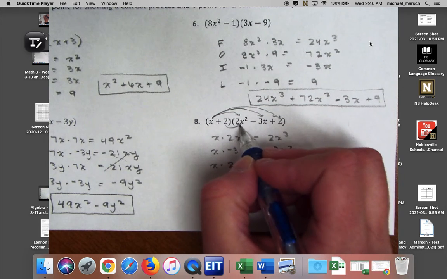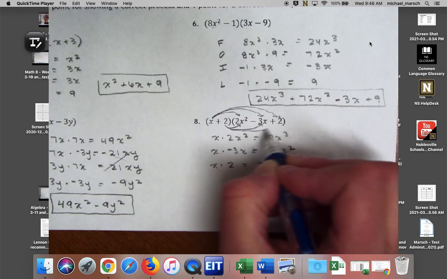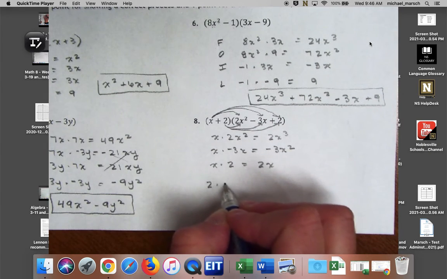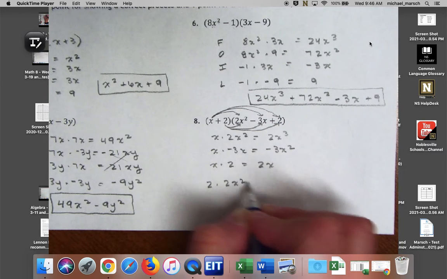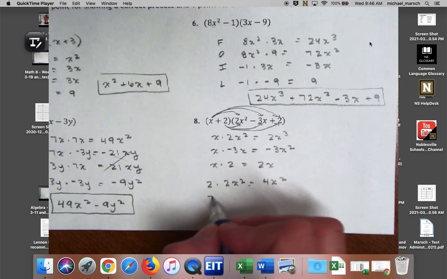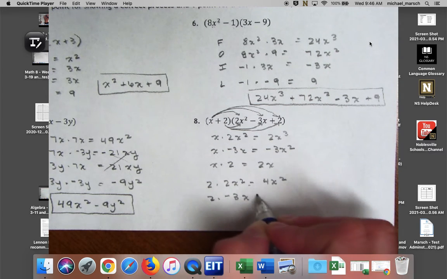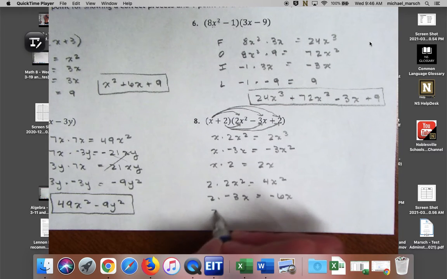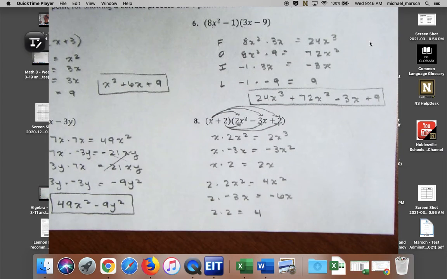And I'm going to do all of these underneath so my arrows don't get too cluttered in the front. So I've got 2 times 2x squared, which gives me 4x squared. Then I've got 2 times negative 3x, so that gives me negative 6x. Then I've got 2 times 2, which gives me 4.